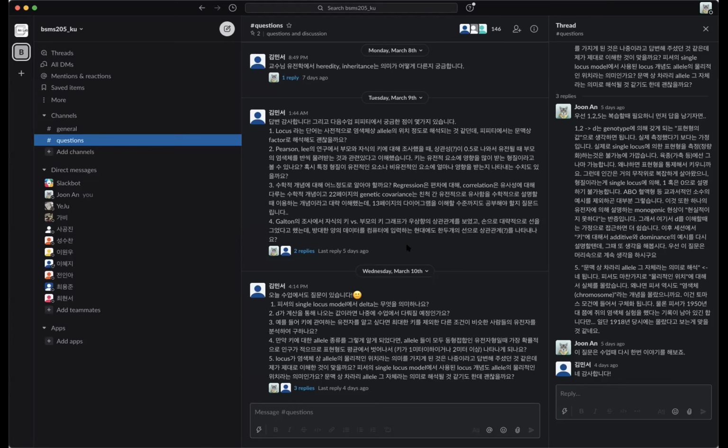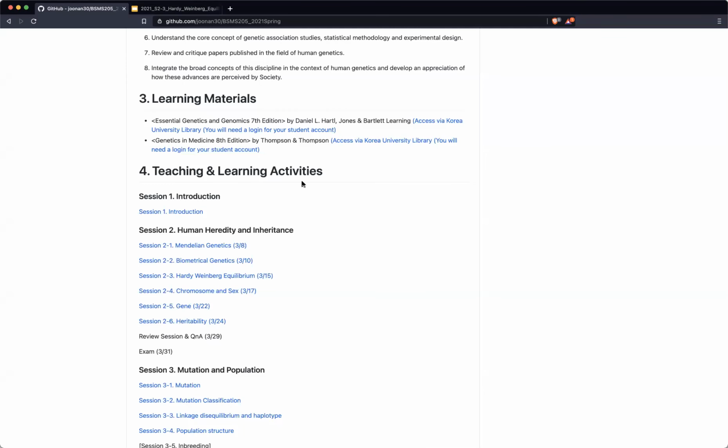Okay, so back to the syllabus. We are on sessions 2 and 3, which is the Hardy-Weinberg equilibrium. We're going to learn these things today. And then on Wednesday, we're going to follow up with chromosome and sex. That is about Thomas Morgan, the forerunner of the concept of the gene. Chromosome and sex is about meiosis and the Mendelian factors, followed by Thomas Morgan's idea about the gene and heritability.